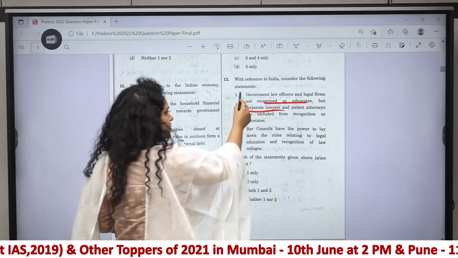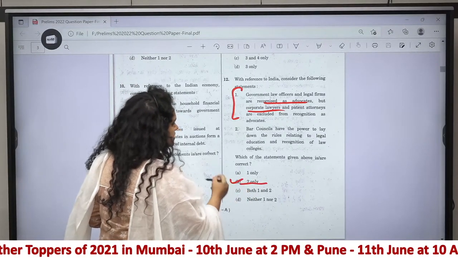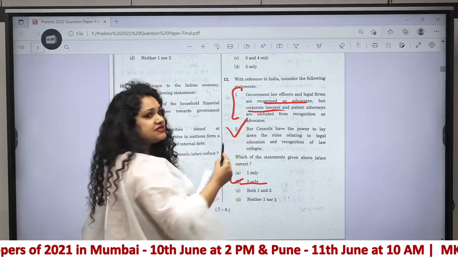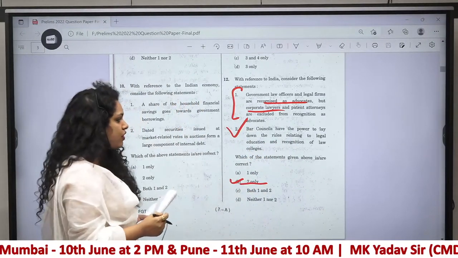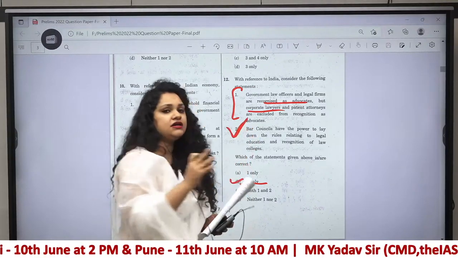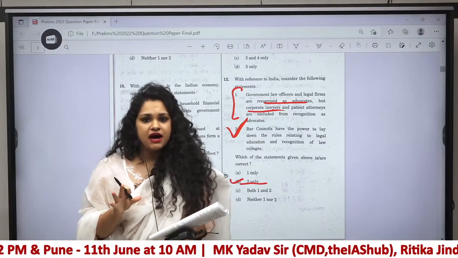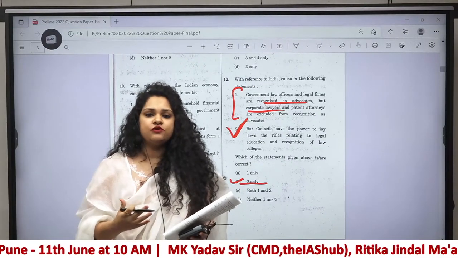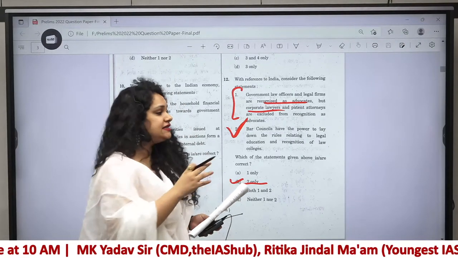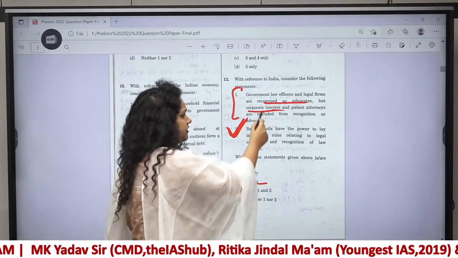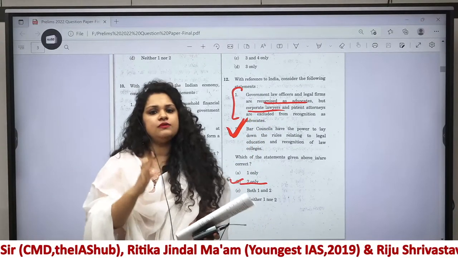So the possible answer for this may be 2, wherein we are only saying that the second option is correct. The Bar Council has power to lay down the rules related to legal education and recognition of law colleges. This is correct. Under the Bar Council of India and the Advocates Act, every state has certain bar councils, and they are responsible for regulating legal practice as well as legal education. So this is correct.